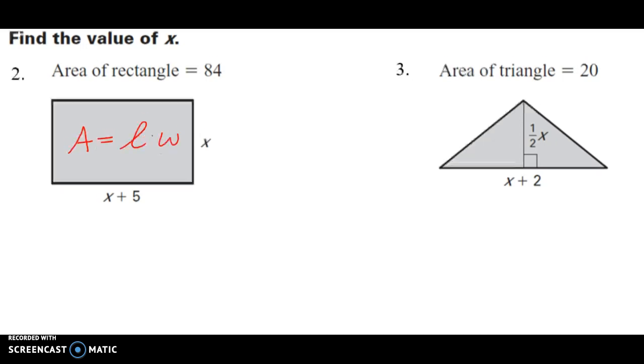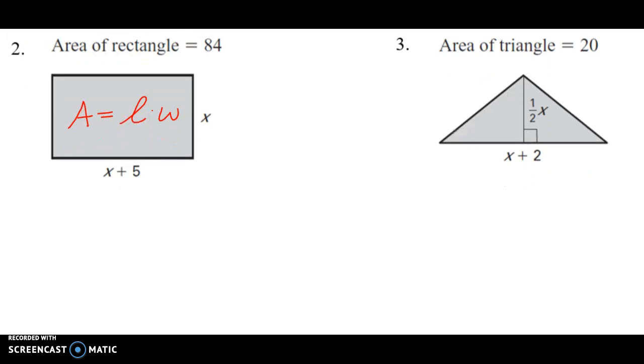So, what is the length? X plus 5, and X. So, one of them times the other one is x squared plus 5x equals 84.